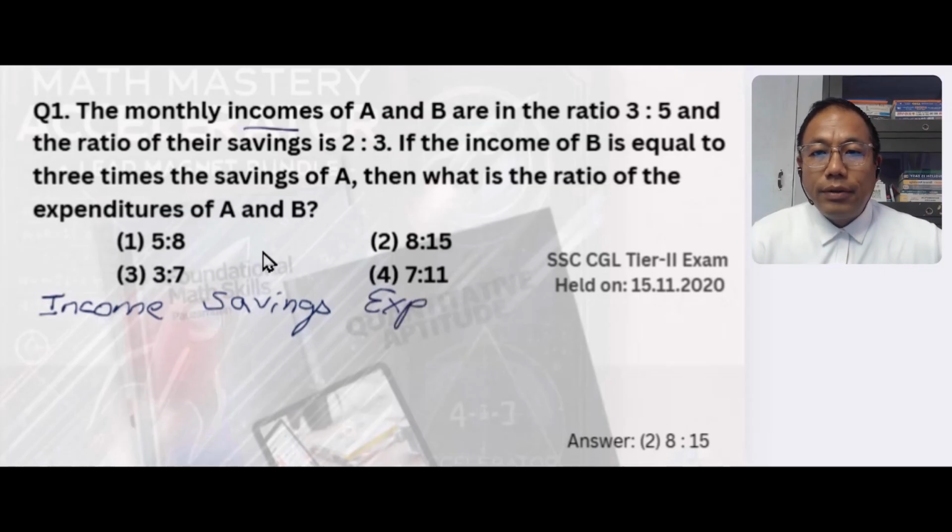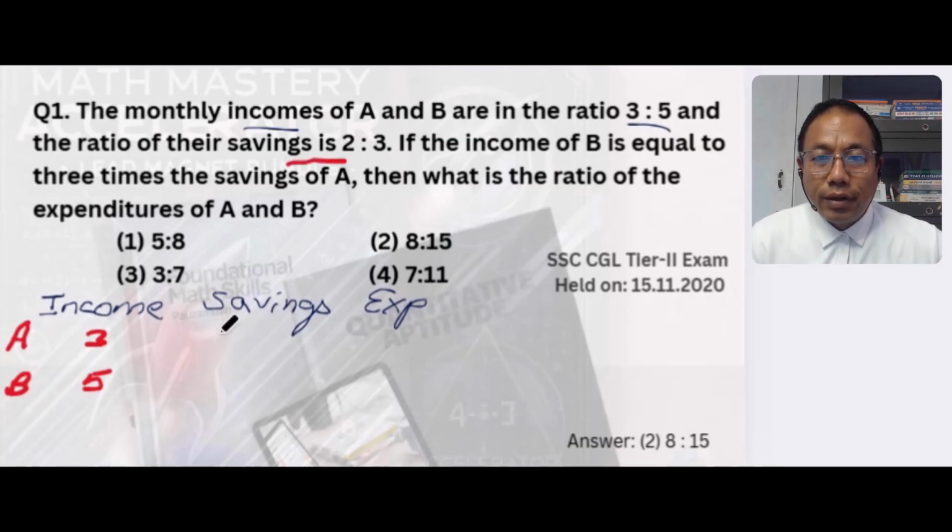Incomes are in ratio 3:5. Incomes are 3 and 5. This is A, this is B. Savings is 2:3. This is the ratio. I'll multiply income by x, and savings by variable y.